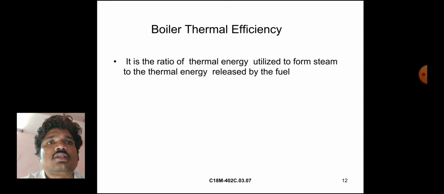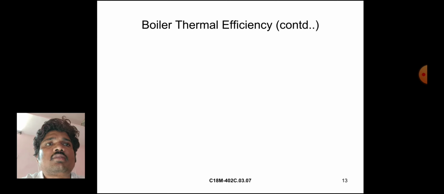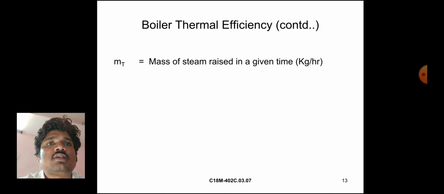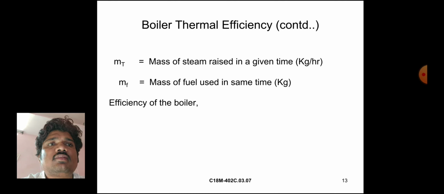Boiler thermal efficiency is the ratio of thermal energy utilized to form steam to the thermal energy released by the fuel. Boiler thermal efficiency is MT, mass of steam raised in a given time, in kg per hour, divided by the mass of fuel used in the same time, kg.